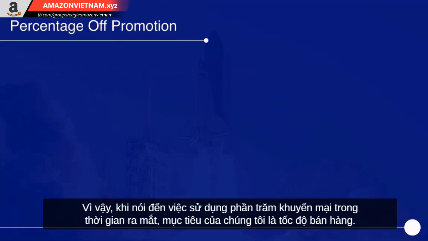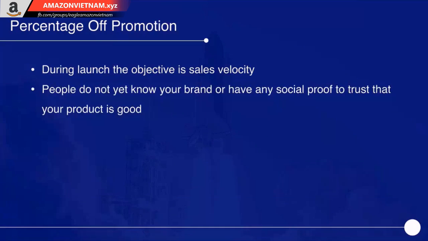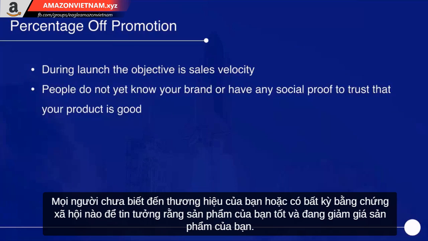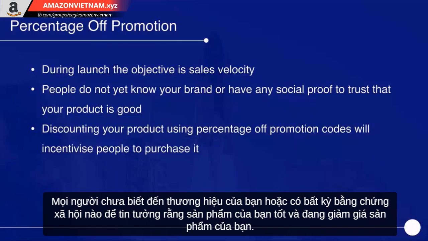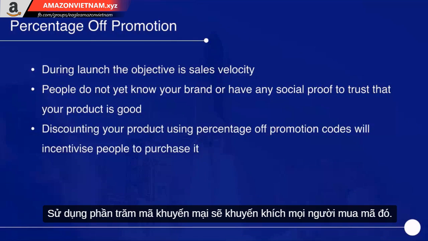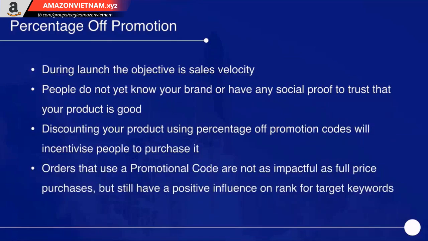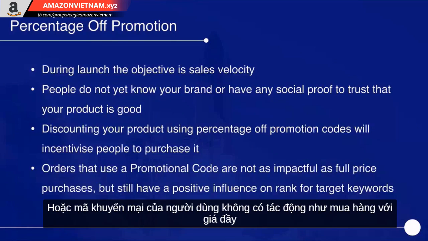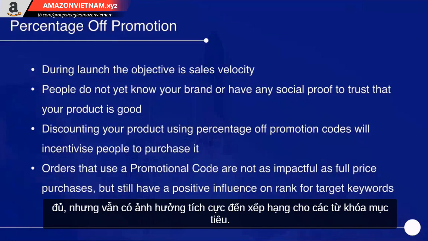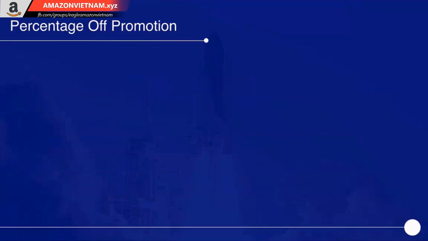So when it comes to using the percentage off promotion, during launch our objective is sales velocity. People do not yet know your brand or have any social proof to trust that your product is good, and discounting your product using a percentage off promotion code will incentivize people to purchase it. Orders that use a promotional code are not as impactful as full price purchases, but still have a positive influence on rank for target keywords.